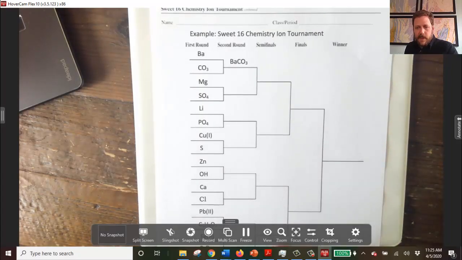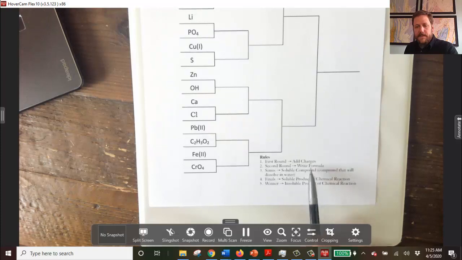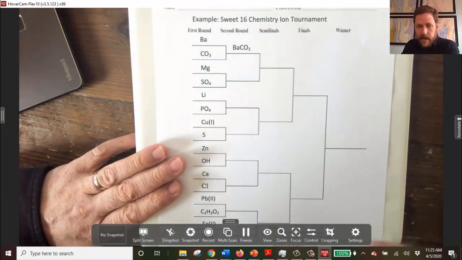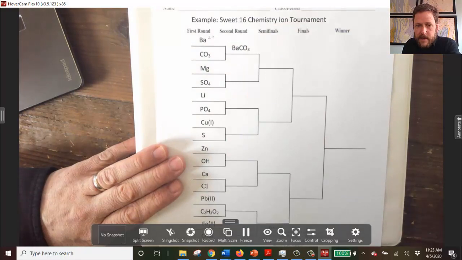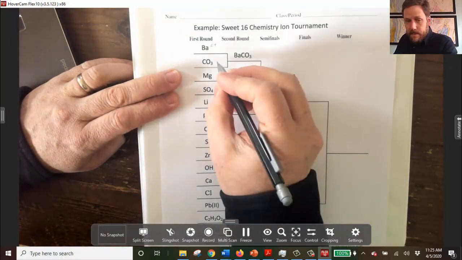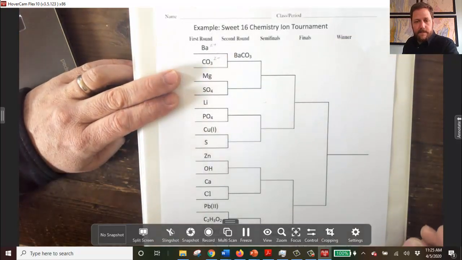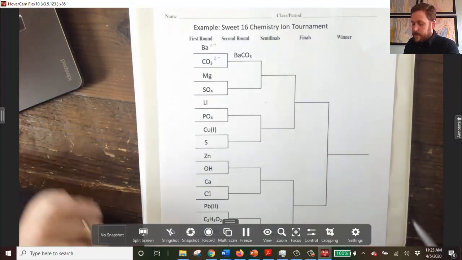The rules are in the bottom right hand corner. It says in the first round we add charges. In the second round we write the formula. And then I'll show you how the semis and finals and the winner is determined. In the first round we're going to add charges. Barium is, for instance, going to be a +2 cation because it's a group 2 alkaline earth metal. The carbonate anion is what's referenced here. That's a -2 anion. And again, this is not carbon trioxide, this is an ion.